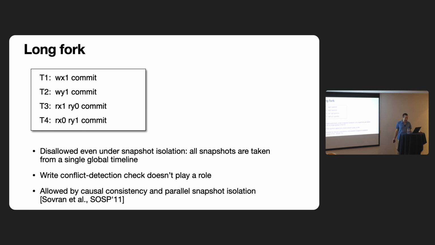This example is actually allowed by something called causal consistency, which is a level more used in NoSQL data stores that I'm not going to talk about, and by some other things like parallel snapshot isolation that were proposed in academic literature. This example was a bit of a test for you.